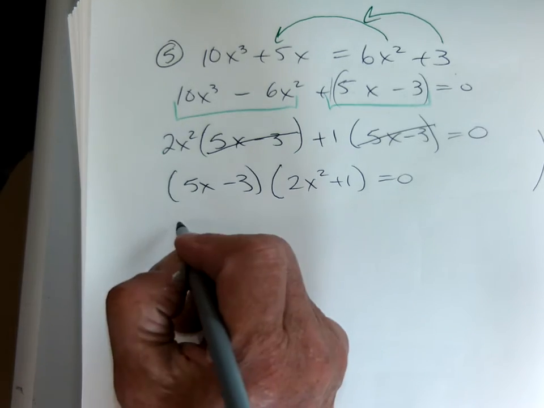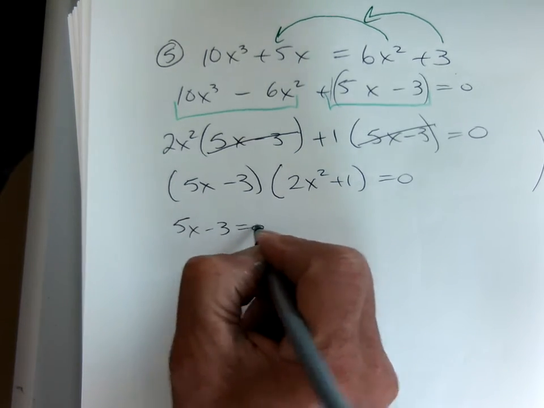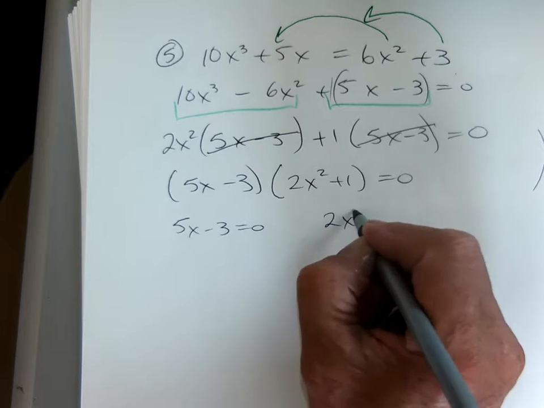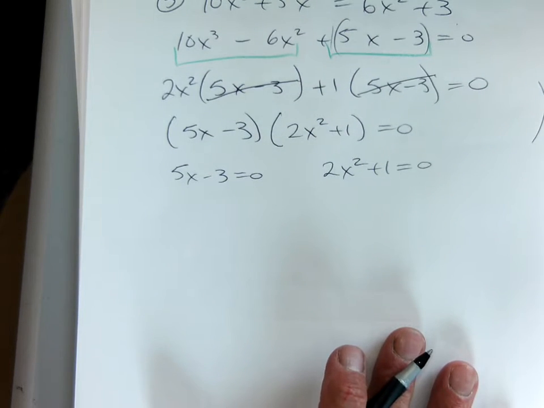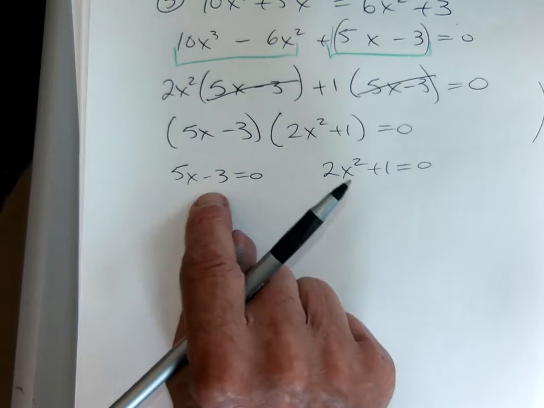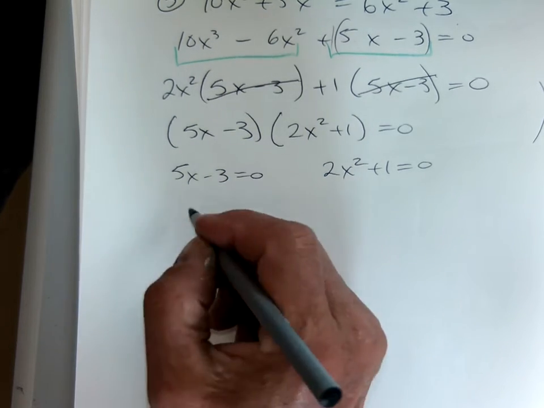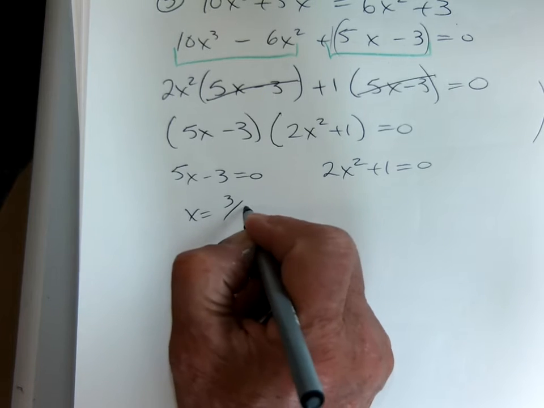Now we got our mini equations, 5x minus 3 equals 0, and 2x squared plus 1 equals 0, right? And I'll solve. Plus 3, divide by 5. One of my zeros is 3/5.